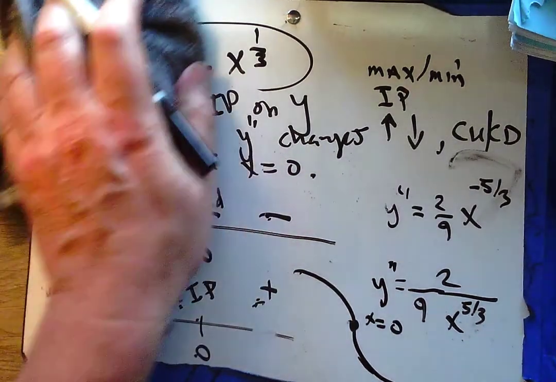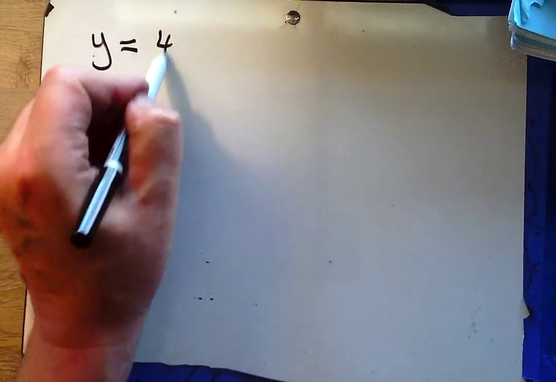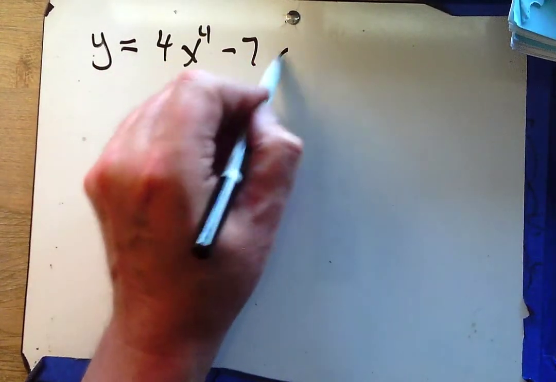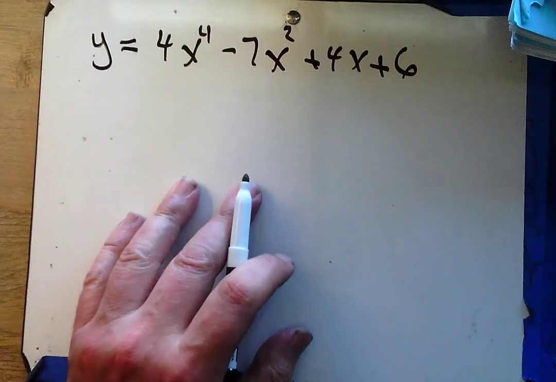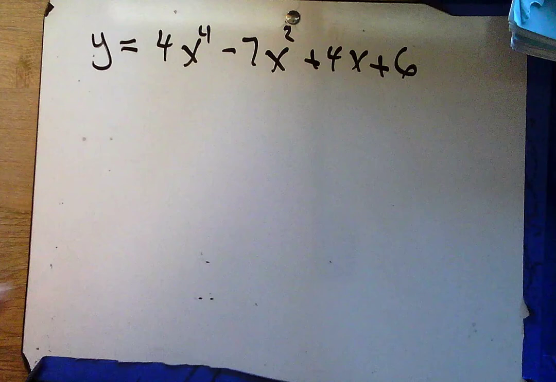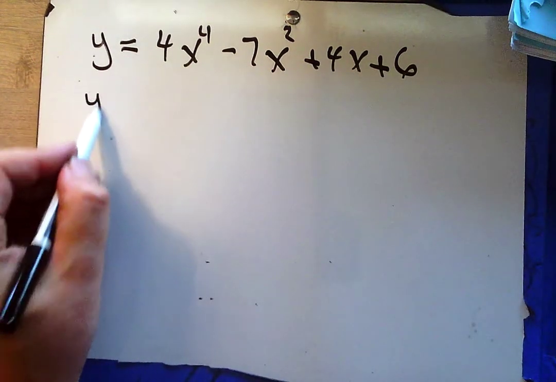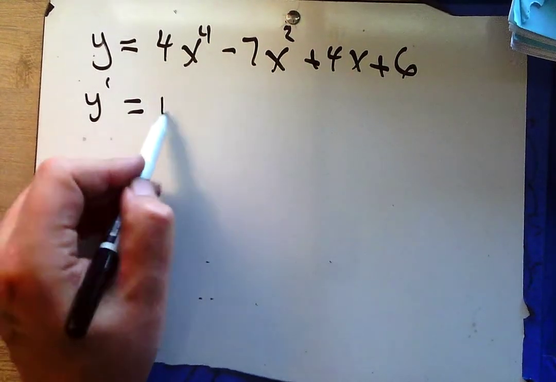Okay, great. Now, I'd like to do a problem on our calculator. Y equals 4x to the 4th minus 7x squared plus 4x plus 6. And conveniently, this doesn't factor by grouping. So what are we supposed to do? Well, I'm not worried about factoring this. I'm thinking calculously about derivatives.